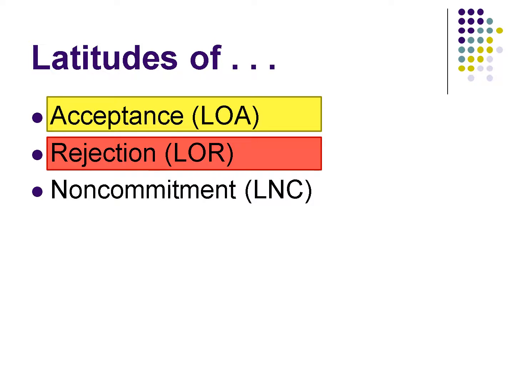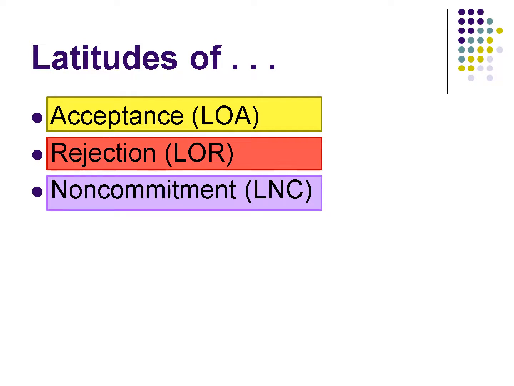And then you have those you're just not sure about. It's non-commitment. You can't commit to liking it. You can't commit to hating it, which is to say, you can't commit to accepting or to rejecting. So it's your latitude of non-commitment. And in the previous example, that was marked in purple. So those are your latitudes.